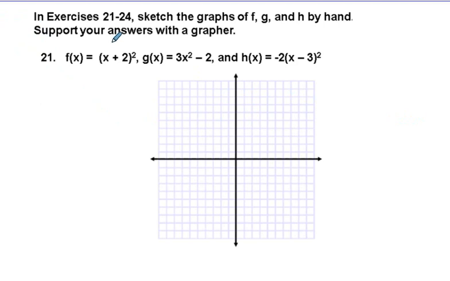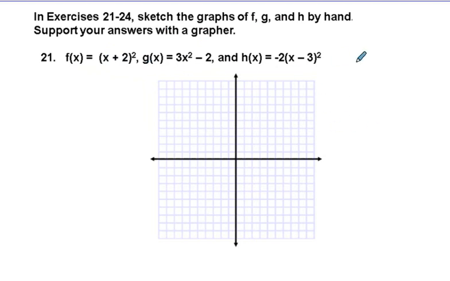In exercises 21 through 24, sketch the graphs of f, g, and h by hand. Support your answers with a grapher. So we're going to use the graphic calculator to verify. And for f(x) we have quantity x plus 2 squared.